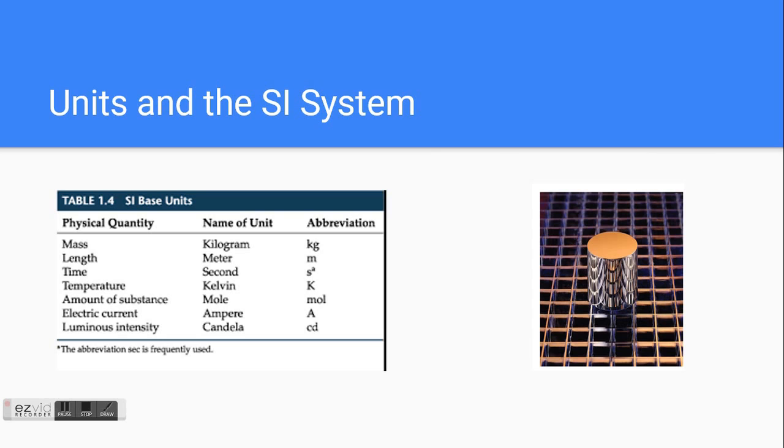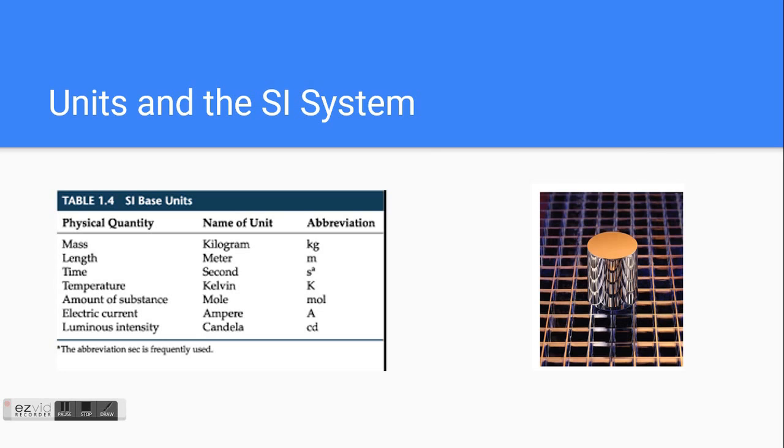Mass, the kilogram; length, the meter; time, the second. The other ones that are base units: temperature, the unit of Kelvin; amount of substance, the mole from chemistry; electrical current, the ampere; and luminous intensity, the candela.